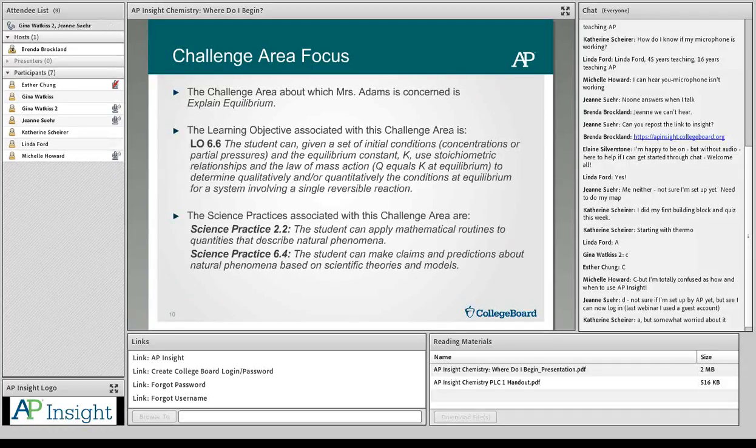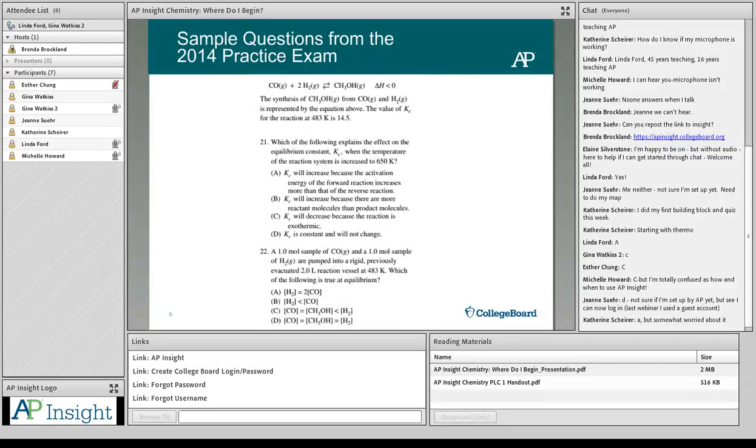Can you go back to that slide? Of course. Thank you. So this happens to be LO 6.6. And you said the answer to 22 was? The answer to 22 is D. Thank you.